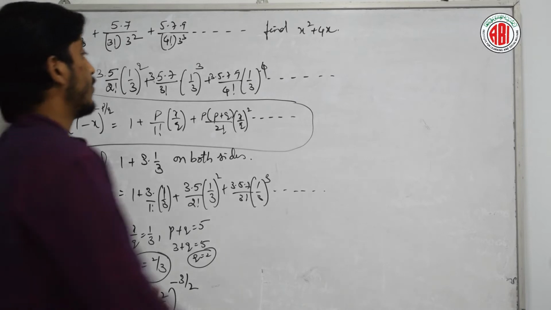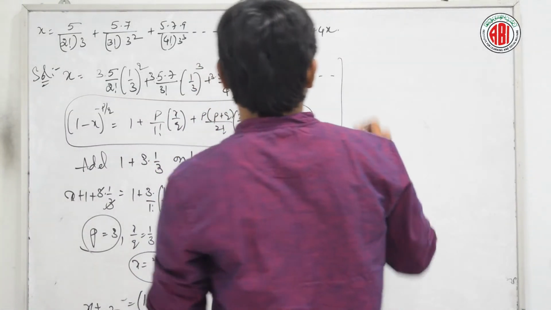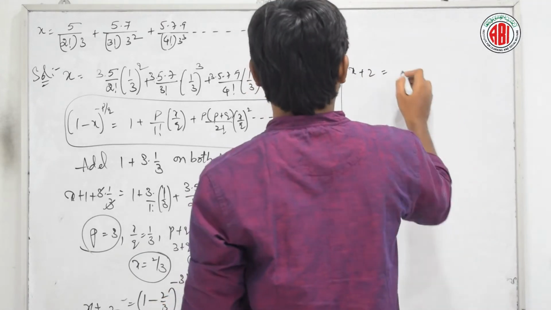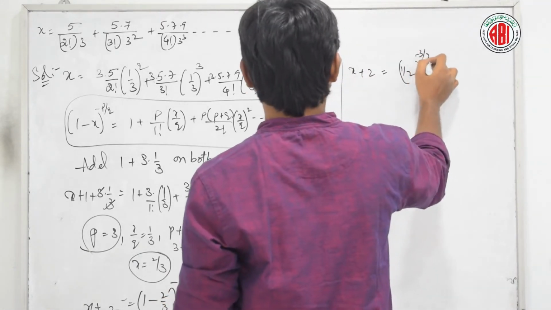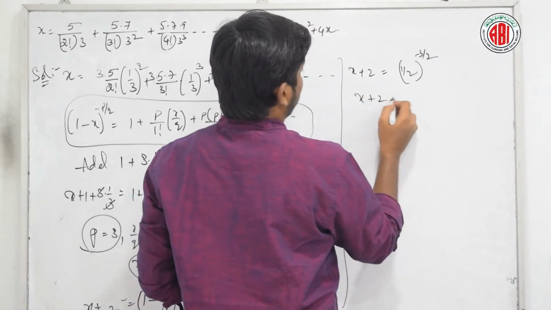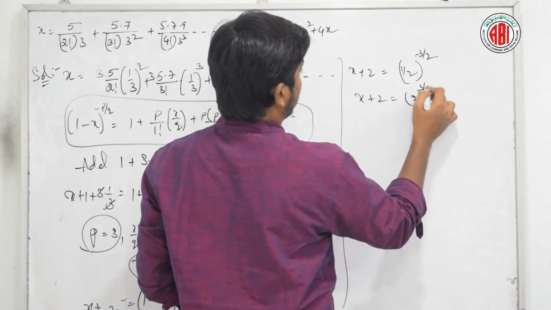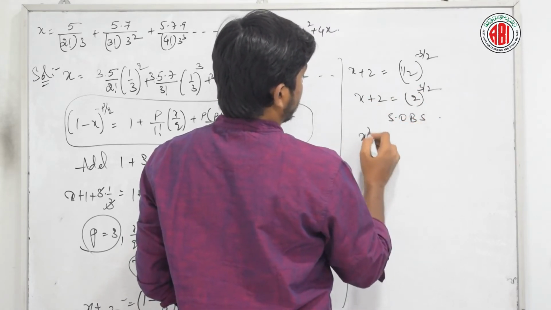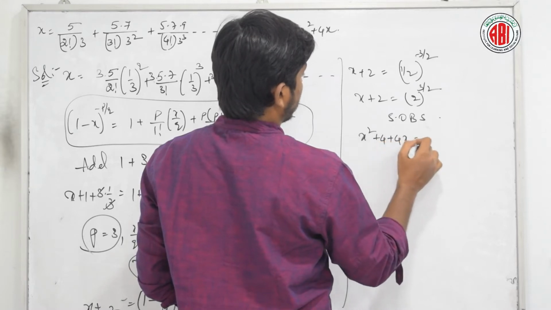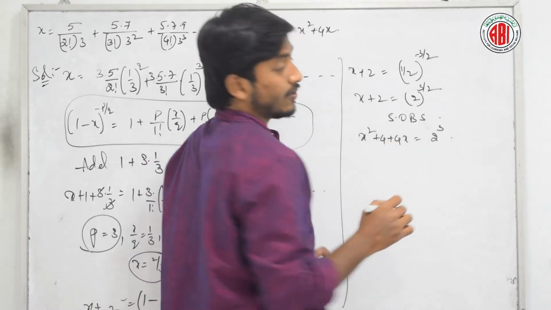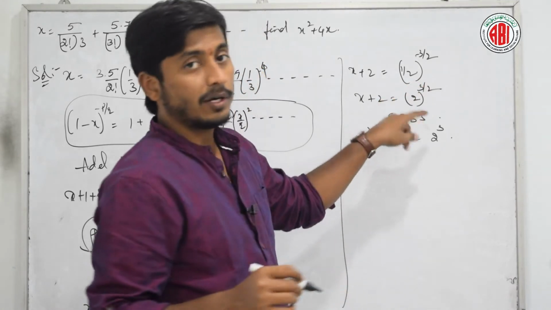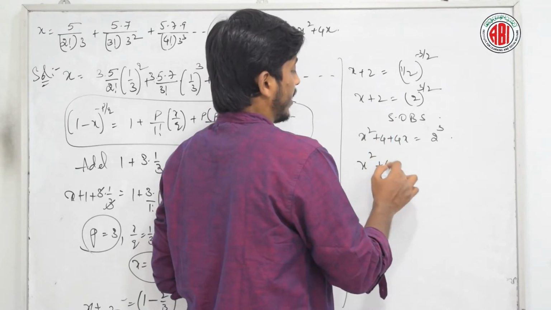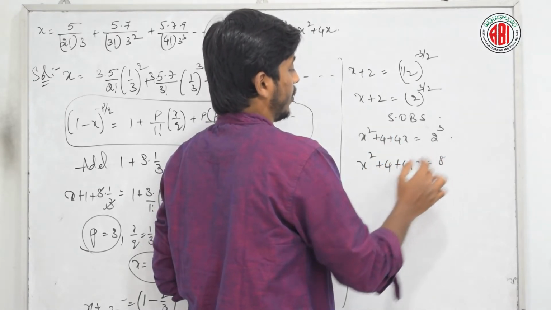Is it okay? So what do we get here? x plus 2 is equal to 3 minus 2 by 3, that is 1 by 2, whole power minus 3 by 2. That is nothing but x plus 2 is equal to 2 power 3 by 2. Now let us square on both sides. It says x square plus 4 plus 4x is equal to 2 cube. Yes or no? 2 power 3 by 2 whole square, the 2 will get cancelled. I will get 2 cube. This is x square plus 4 plus 4x is equal to 8.